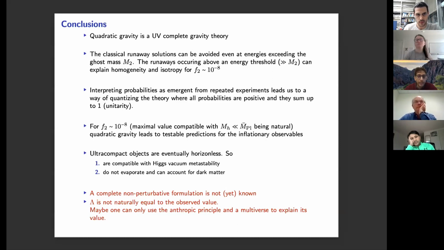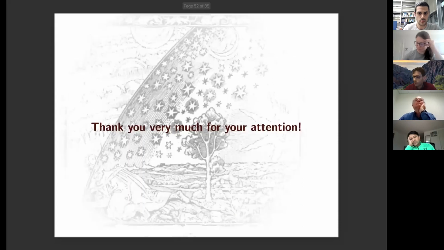And still there are issues with these theories. One thing is that we lack, for the time being, a complete non-perturbative formulation. I'm working on this. And also there's no apparent way, apart from the entropic principle, of addressing the cosmological constant problem. Okay, thank you very much for your attention.